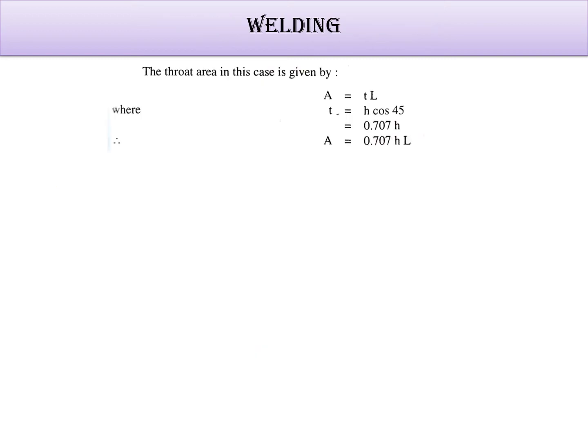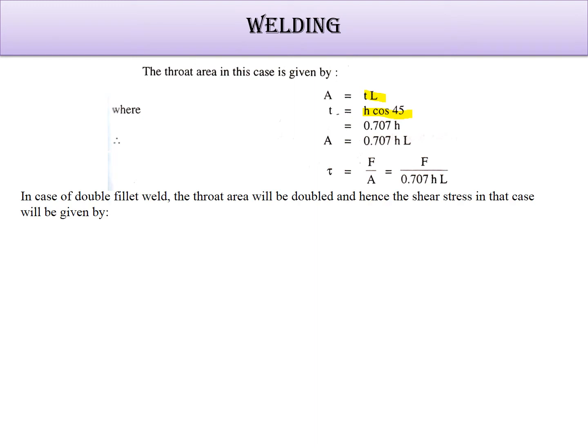Now the throat area in this case will be given by area is equal to t into L. t is small t, that is h cos of 45 degree. So it is 0.707 times h. The area is equal to 0.707 h into capital L. So tau is equal to F upon A. Area is 0.707 h into L.